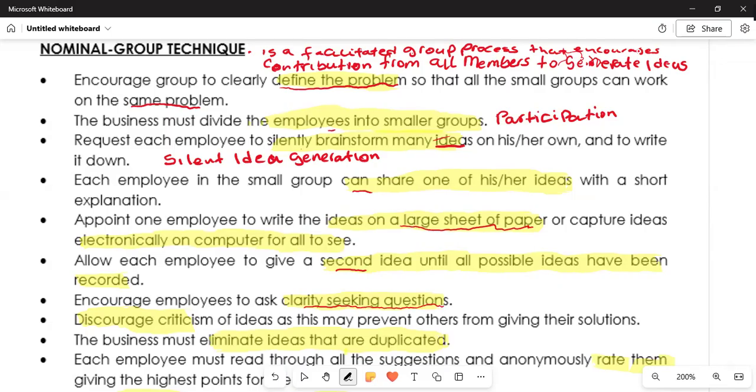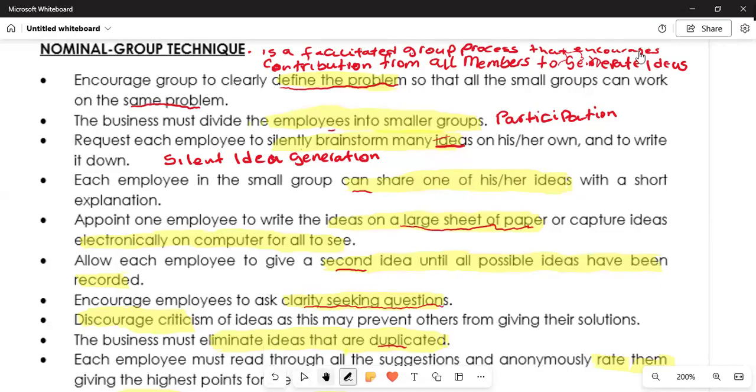Discourage criticism of ideas, as this may prevent others from giving their solutions. So for you to get fresh inputs, for you to allow participation of the members, don't ever criticize the ideas, because that can prevent others from giving their solutions. The business must eliminate ideas that are duplicated. So make sure that duplicated ideas are eliminated because they are the same.